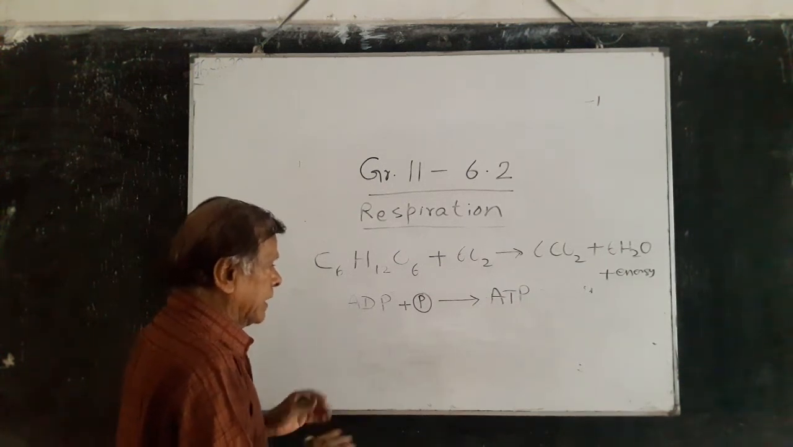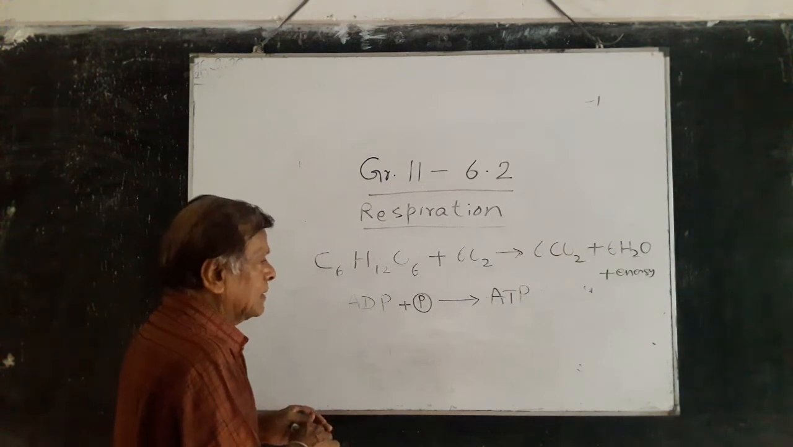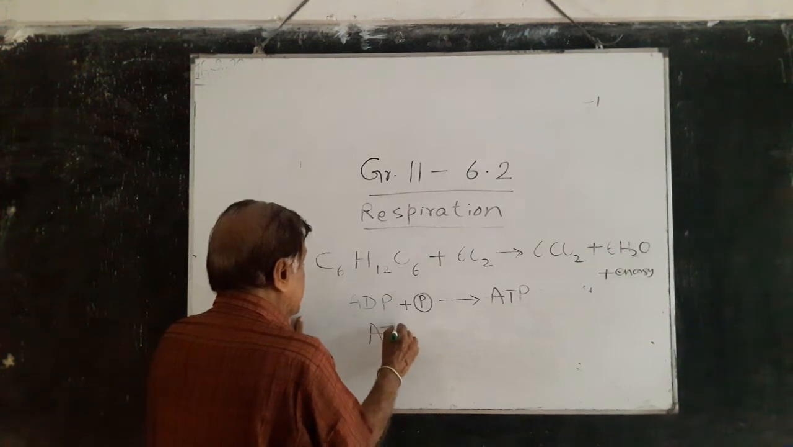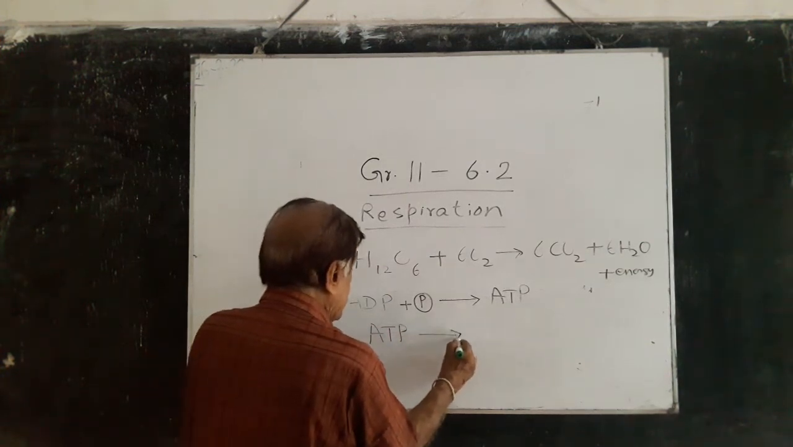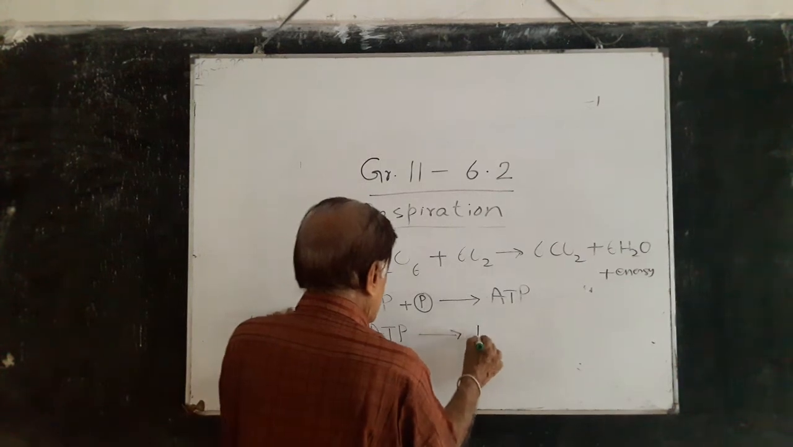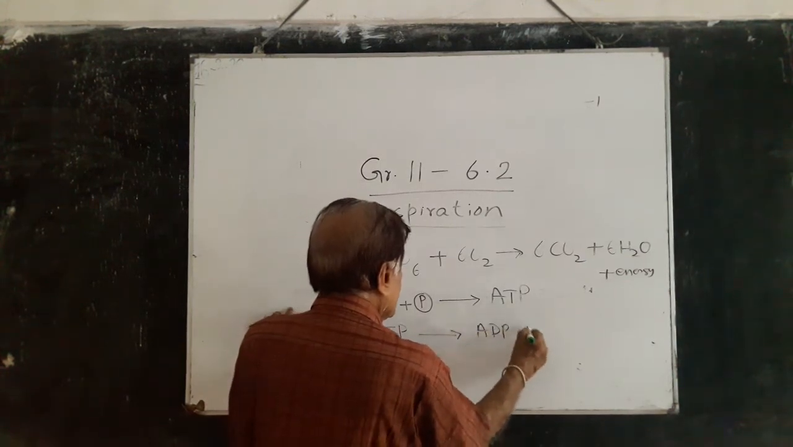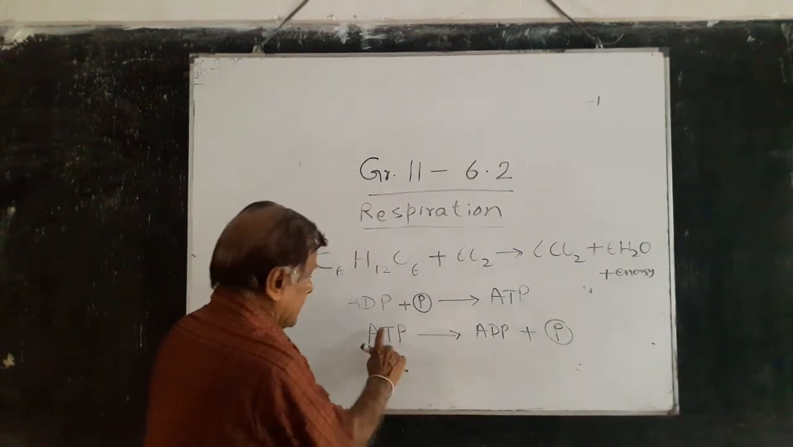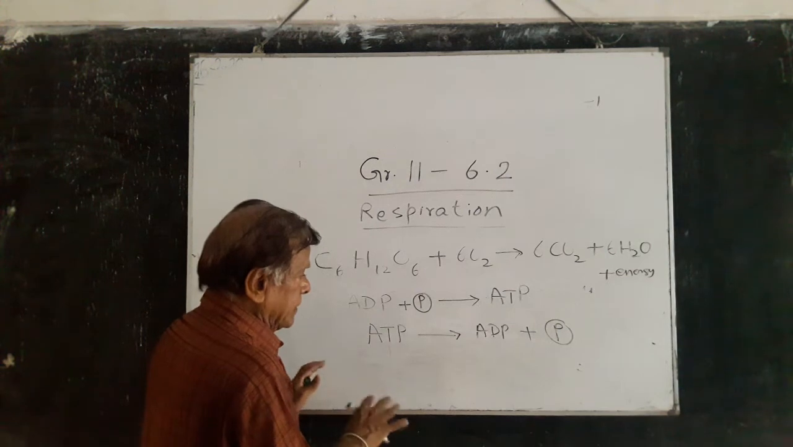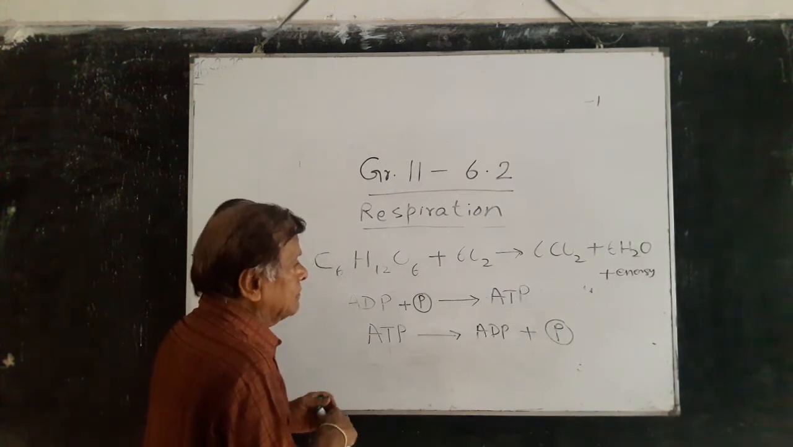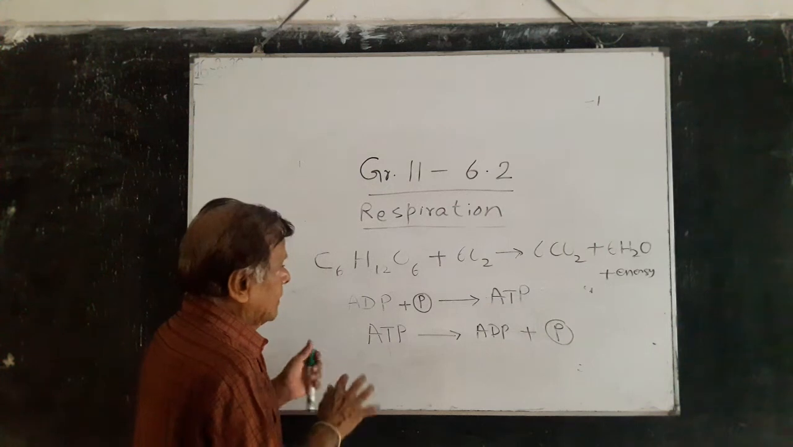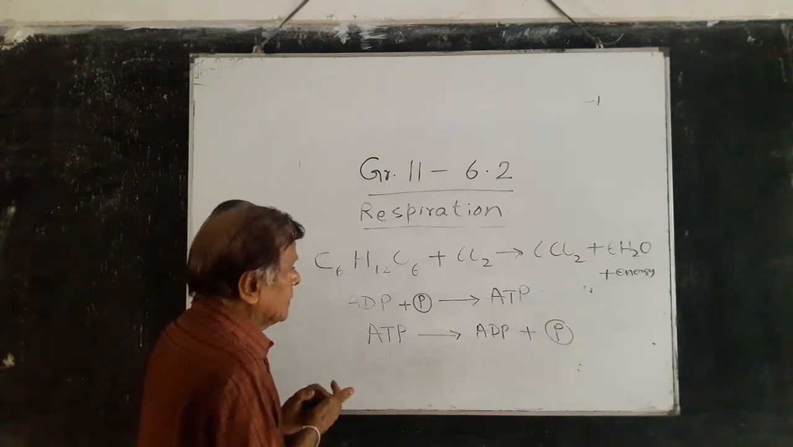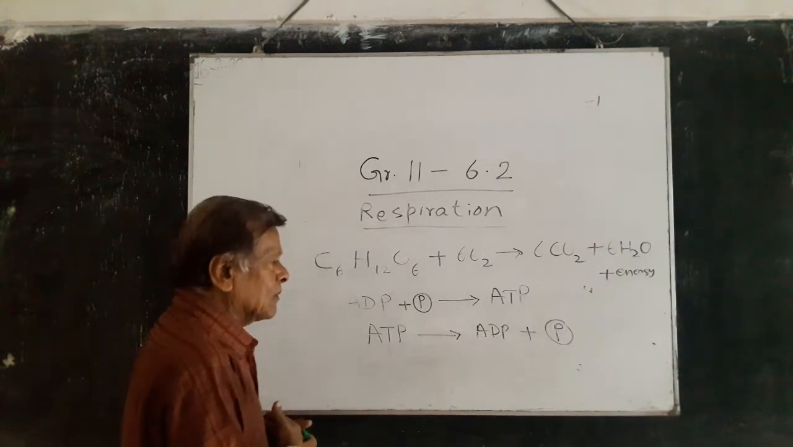When organisms need energy for some work, energy is released from these ATPs. ATPs are decomposed to ADPs and phosphate radicals. This energy is used up for that work. Now, for this process to occur, you need oxygen, no?